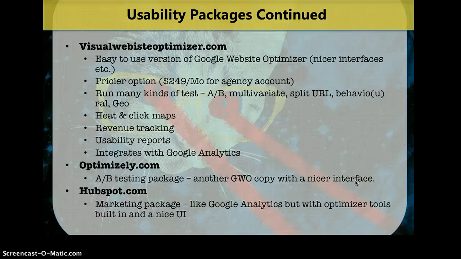Optimizely.com, it's an A/B testing package. It's another GWO copy with a nicer interface. HubSpot.com, a marketing package like Google Analytics, but with optimizer tools built in and a nice user interface.